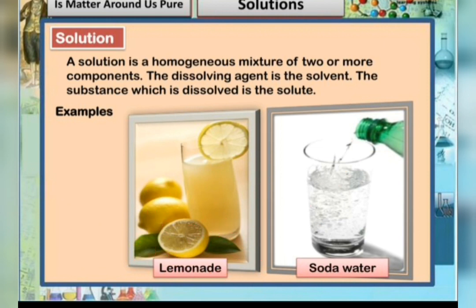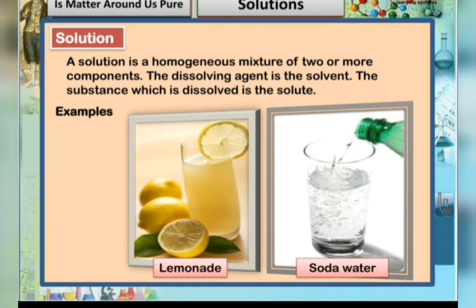We have a lot of examples of solutions: copper sulfate solution, alcohol and water mixture, petrol and oil mixture, soda water, in fact, soft drinks. In fact, the lemonade, which is a drink made from lemon juice, is also a homogeneous mixture. That is also called a solution. The substances which dissolve in water completely, like salt and sugar, are said to be soluble in water.